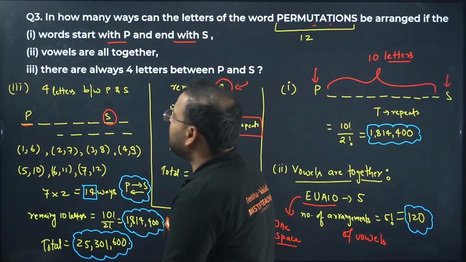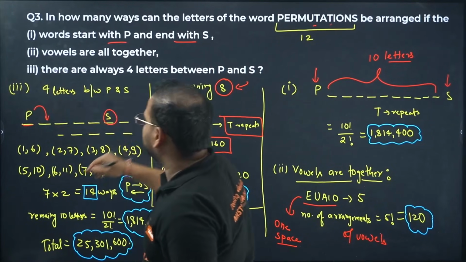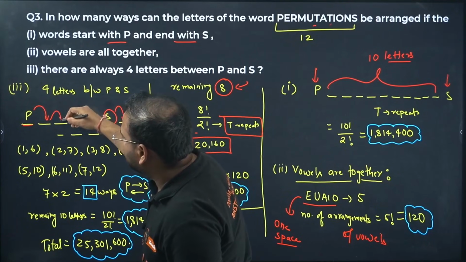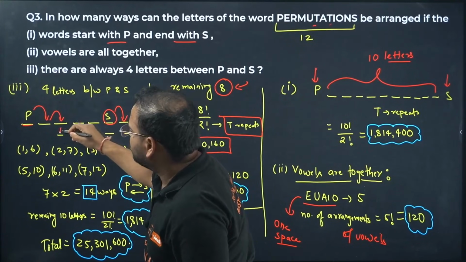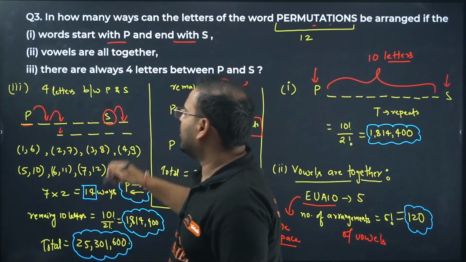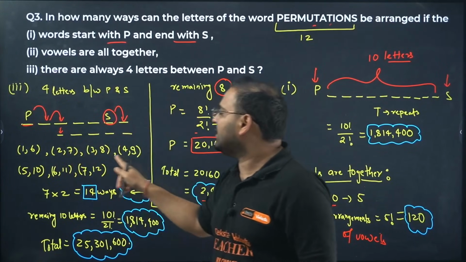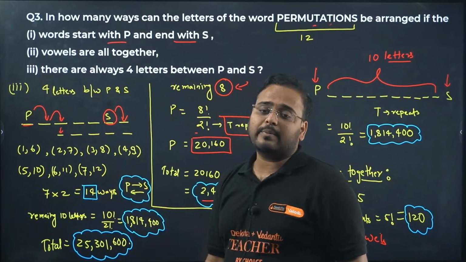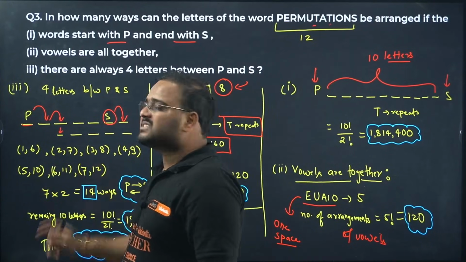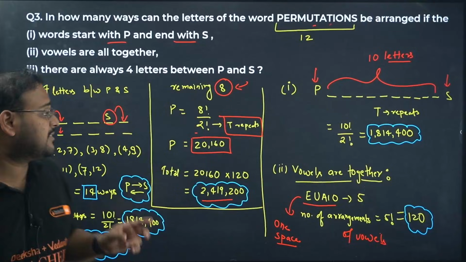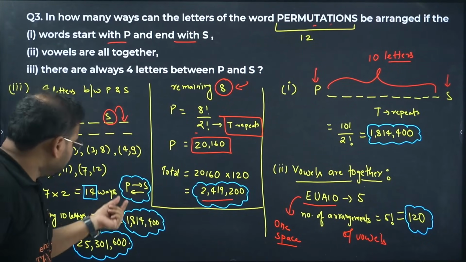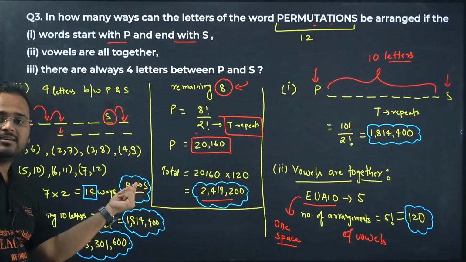If I move P to the 2nd position, S will go to the 7th position. If I move P to the 3rd position, S will go to the 8th position, and so on. So 1 and 6, 2 and 7, 3 and 8, 4 and 9, 5 and 10, 6 and 11, and 7 and 12 will be my combinations. How many are there? A total of 7 such cases. But this is when P is starting. These 7 cases are when P is starting, from P till the end of S.